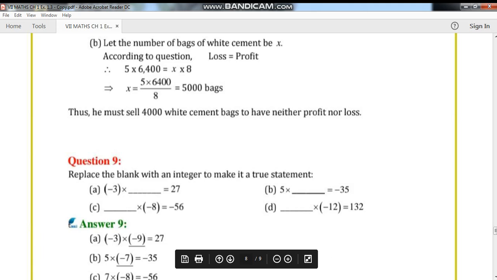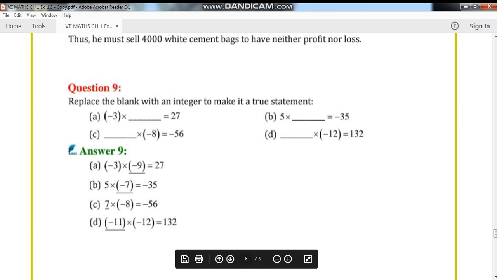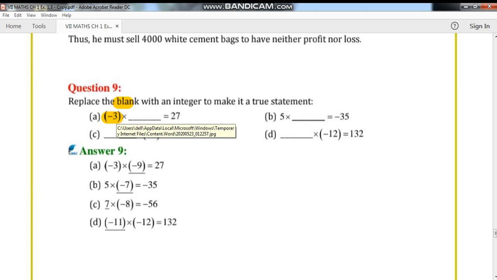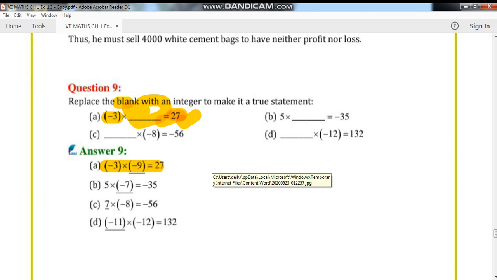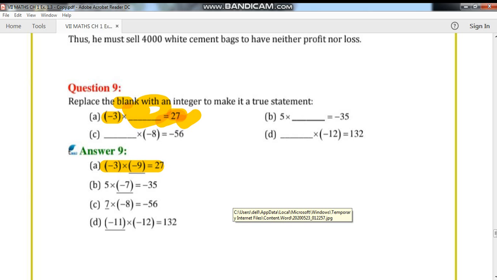In question number 9, we are asked to fill the blank. It is very easy. Now the one integer is given and the answer is given. We have to just fill in the blank that what integer will come over here to get this answer. So looking at A, minus 3 multiplied by minus 9 we will do in order to get the positive answer. Clear? So this was the explanation of exercise 1.3.